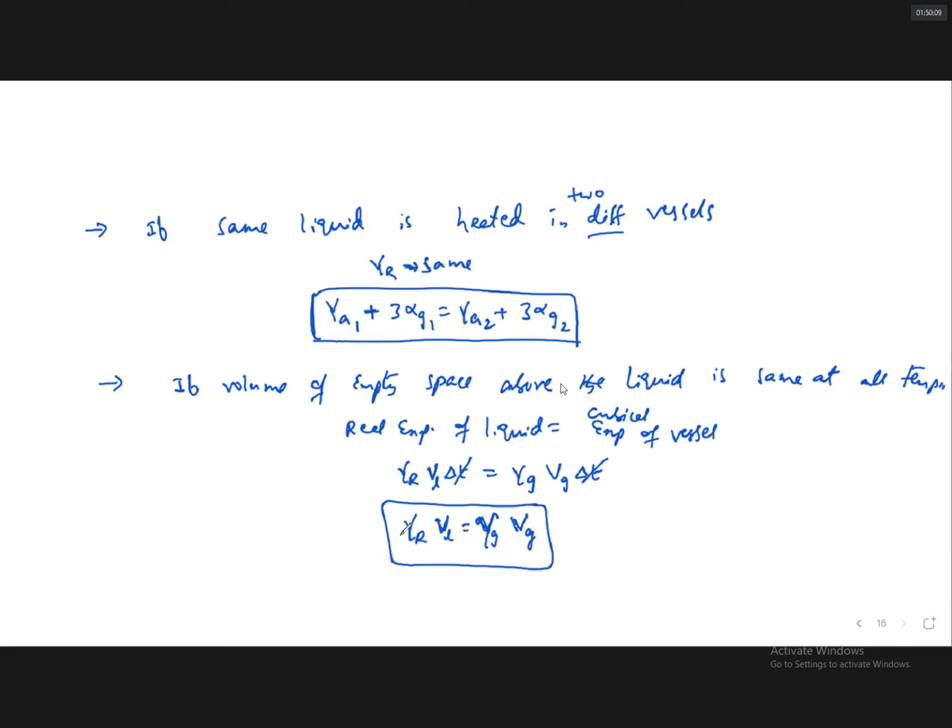So if gamma real is the expansion of that liquid, and gamma Z or alpha value is given, gamma Z we write as 3 alpha Z for the solid vessel. So if alpha is given, we can calculate gamma as 3 alpha, and we can substitute here. This is the volume of that glass flask and VL is the volume of that liquid, the volume of liquid taken in the container, and this is the volume of the glass vessel.